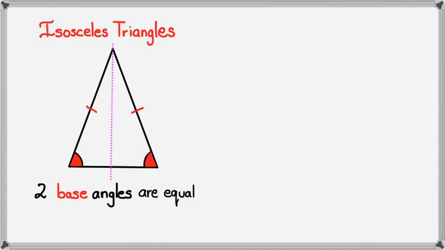Now, in terms of geometric reasoning, the way you want to write it is like this: base angles of isosceles triangle. Okay, that's pretty much it. Let's have a look at a couple of examples.